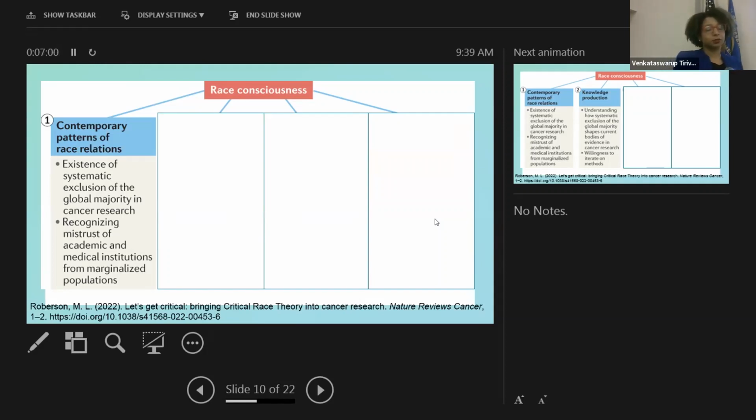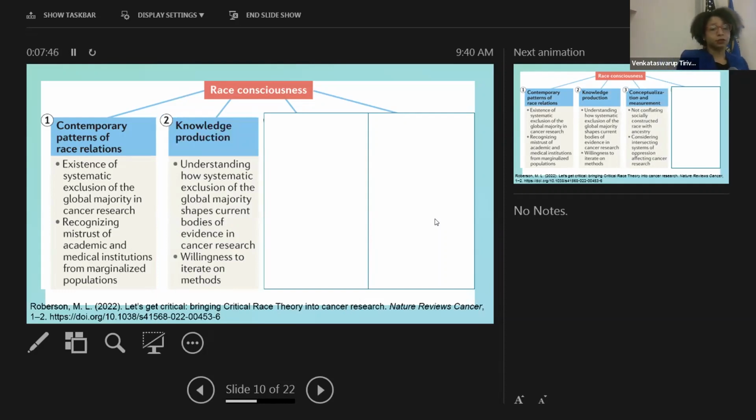Also, in terms of contemporary patterns of race relations, we must recognize the mistrust of academic and medical institutions among marginalized populations. Frequently in this space, historical events get invoked about past atrocities that have caused mistrust of institutions. But we also need to reckon with current issues in cancer care delivery, and more broadly, that these things still go on today. There are reasons that individuals are mistrustful of medical institutions that may have a little bit to do, or honestly nothing to do, with past atrocities. So we need to really reckon with our current history as well.